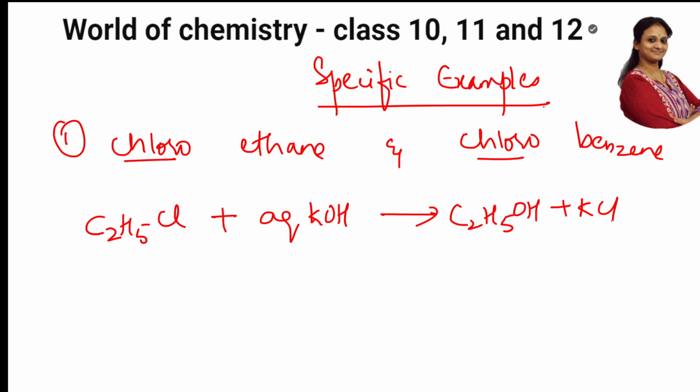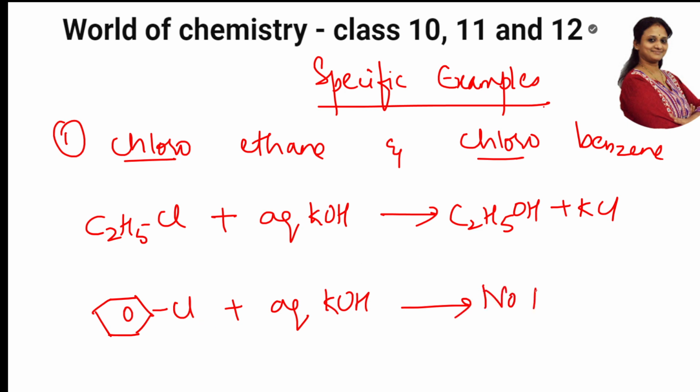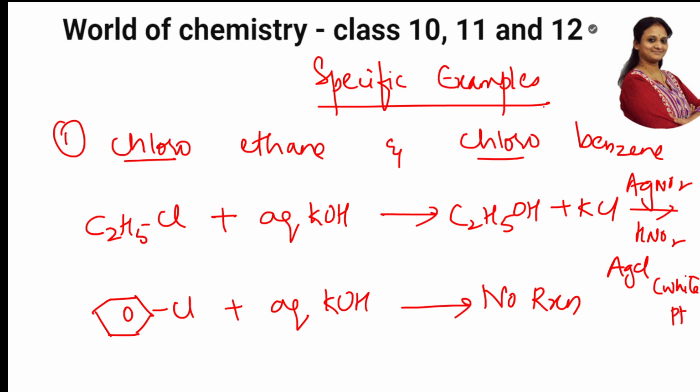Correct. Here also, I'm going to do the same thing. I'm going to take haloarenes and add aqueous KOH. What will happen? Haloalkane has formed an alcohol, but in case of haloarene, there is no reaction at all. Suppose to this, further, I add AgNO3 or HNO3. What will happen? It will give me AgCl, which is a white PPT. So is it not a differentiating test, students? This is the first differentiating test between chloroethane and chlorobenzene. Correct?